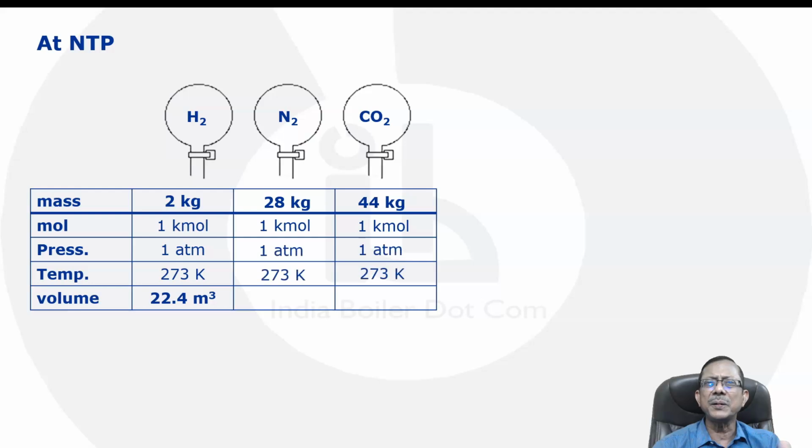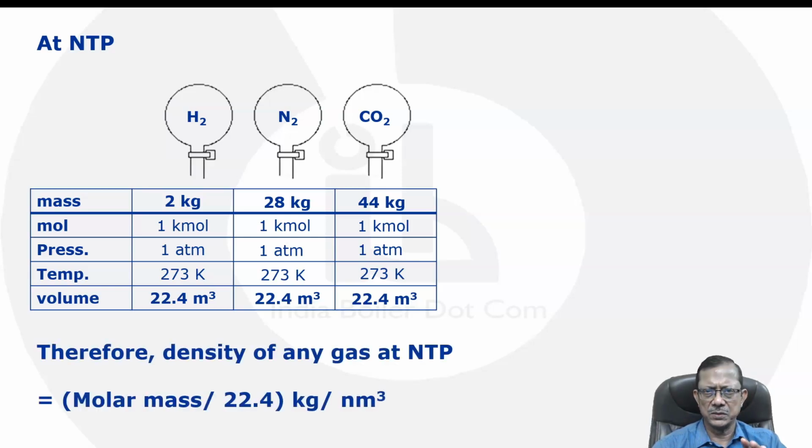We are measuring at NTP, so the temperature and pressure are also the same. So the volume is going to be 22.4 meter cube for each of them. We know the mass and we know the volume at NTP, so we can calculate the density of any gas whose molecular weight is known to us. That means the density is molar mass by 22.4 kg per normal meter cube. This helps us in a lot of calculations in BOE.